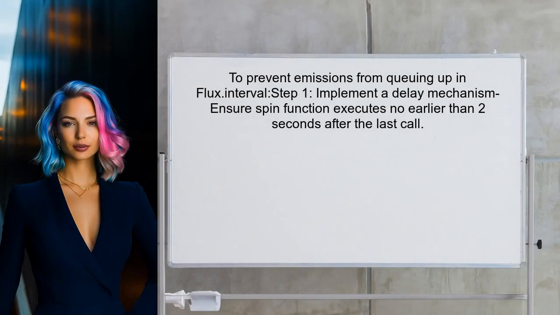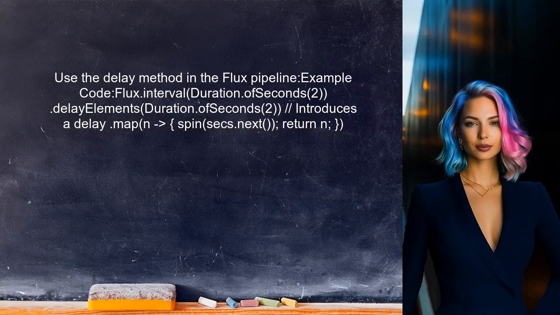To prevent emissions from queuing up in the Flux.interval, the user can implement a delay mechanism. This will ensure that the spin function is executed no earlier than 2 seconds after the previous invocation. The user can achieve this by using the delay method in the Flux pipeline. This method will introduce a pause before the next emission occurs.